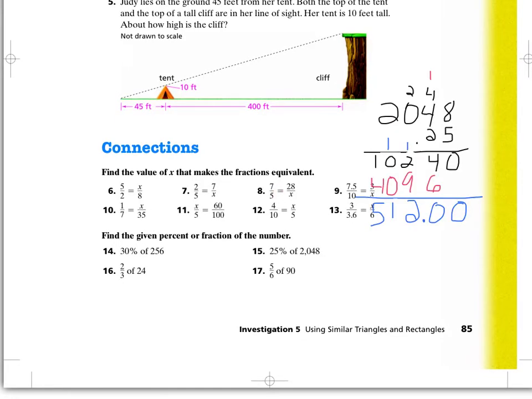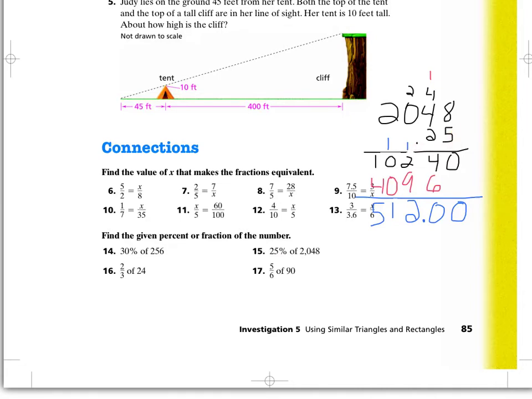Okay, so for numbers 15, 16, 17, you're going to find the given percent or fraction of the number. So let's start with 15. 25% of 2,048. So what you do is you multiply 2,048 times 0.25, because 25% is the same as 0.25. And so you can do the long multiplication.